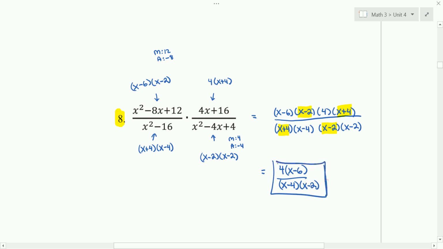And if we go back to right before we divided, we can see our excluded values. X can't be negative 4. X cannot be 4. And x cannot be 2.